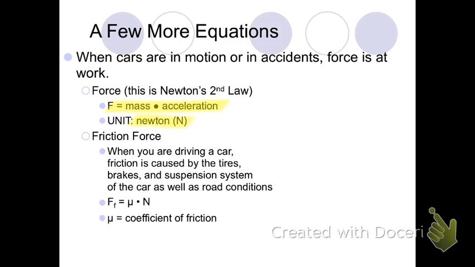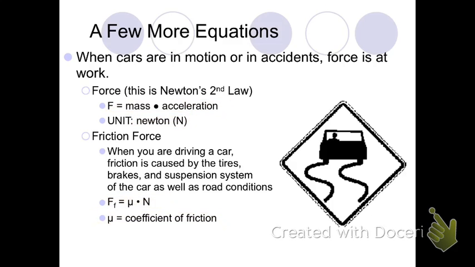Friction force, coefficient of friction. The friction is between the tires and the road, the brakes, the suspension system, and then road conditions. You're not going to really be doing any calculations necessarily with this, but you need to keep in mind where the coefficient of friction is the highest and where it is the lowest, especially between the tires and the road. Dry tires and dry pavement and good tires with good tread is a high coefficient of friction.